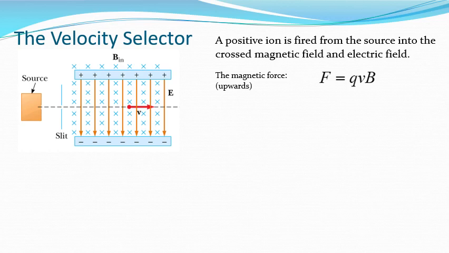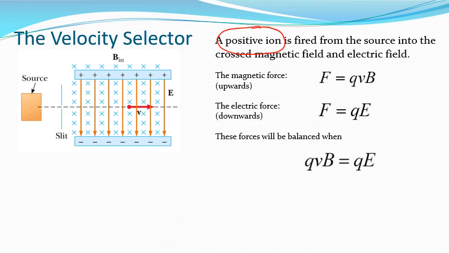So in this case, it's going upwards, and we've got the electric force going downwards, because we're talking about a positive ion in this particular example. Okay, so in this case, one is upwards and the other's downwards. It depends, but they're in opposite directions. And the electric force downwards is Q times E. And when the forces are balanced, those two are equal.